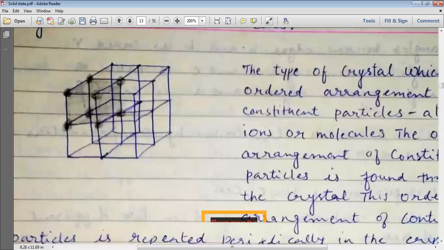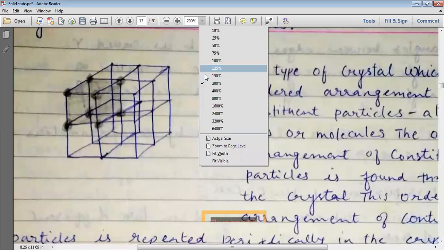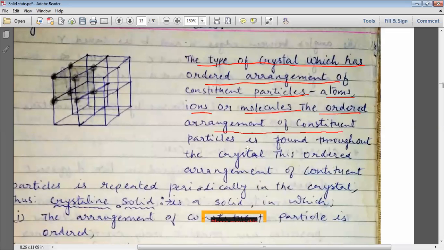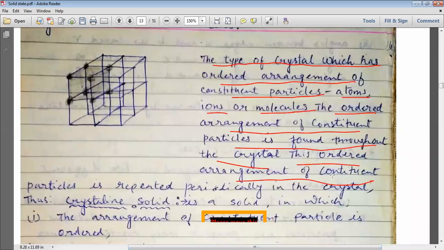You can see here the figure as well as the diagram, and in this figure you can understand that the type of crystal which has an ordered arrangement of constituent particles, that may be atoms, ions or molecules, this ordered arrangement of constituent particles is found throughout the crystal, and it is repeated periodically in the crystal.